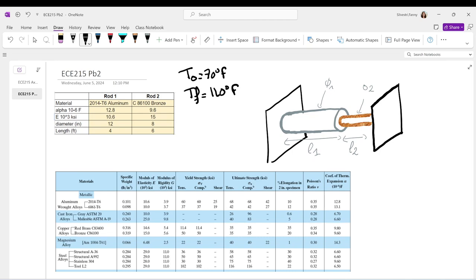Because they will try to expand, they are pushing on the walls, but the walls are not moving, so there are some stresses inside.